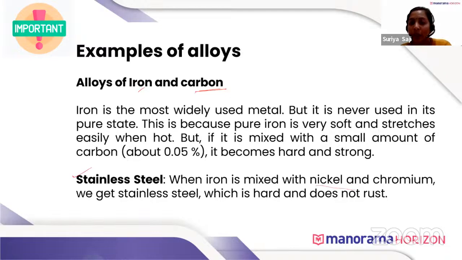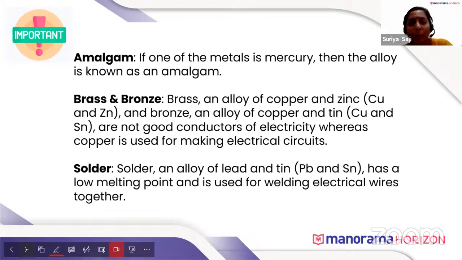When iron is mixed with nickel and chromium, we will get stainless steel. Okay, so stainless steel is an alloy of iron, nickel and chromium. Which are the metals present in stainless steel? What is the property that stainless steel has compared to iron? What extra property will we get? We may get questions on this.